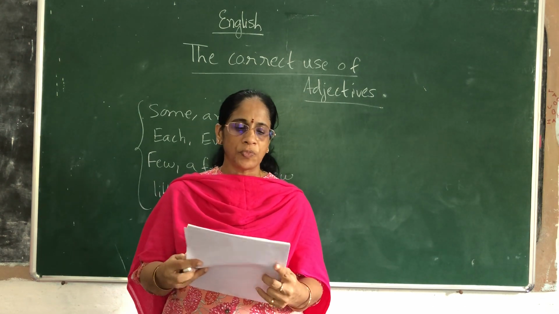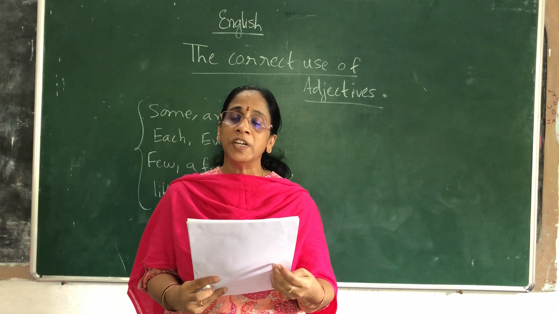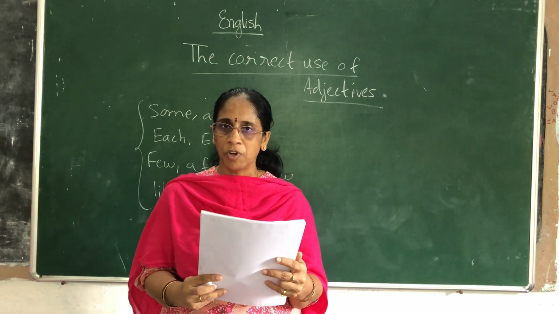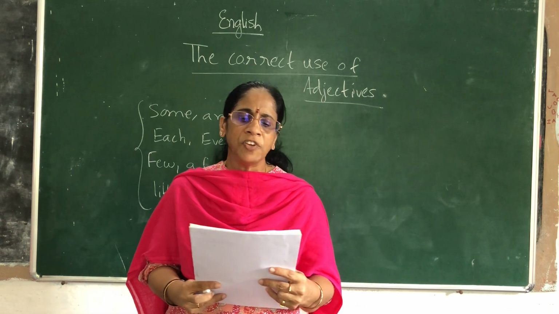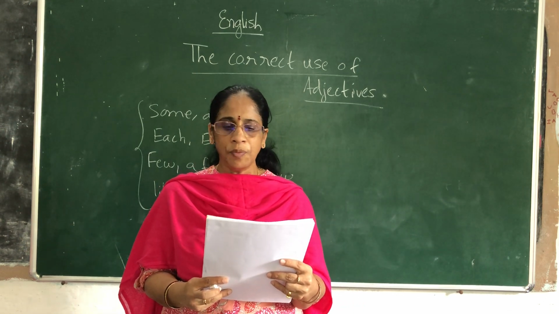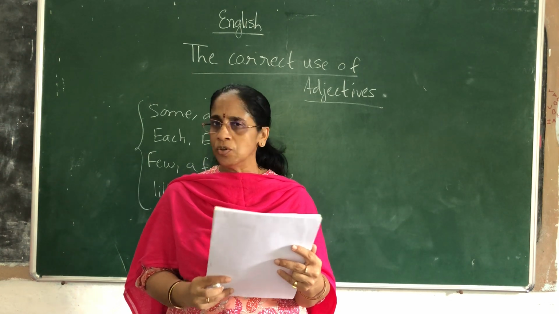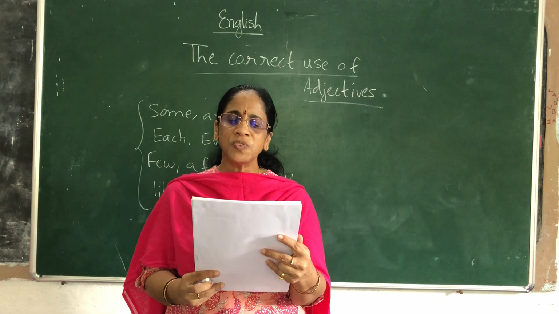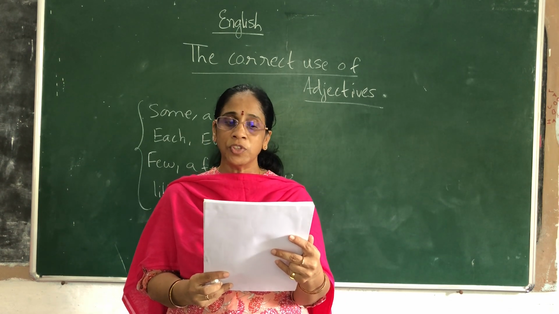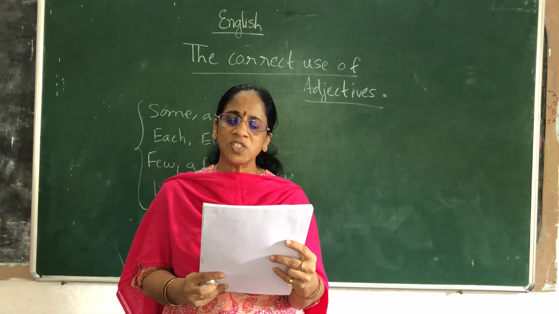Each is used only when the number in the group is limited and definite. When you know a particular number, how many things or people there are, you can use each. Every is used when the number is indefinite. Every seat was taken. You don't know how many seats there are, that's why you say every seat was taken. Five boys were seated on each bench. You know the number, that's why using the word each here. Each one of these chairs is broken.